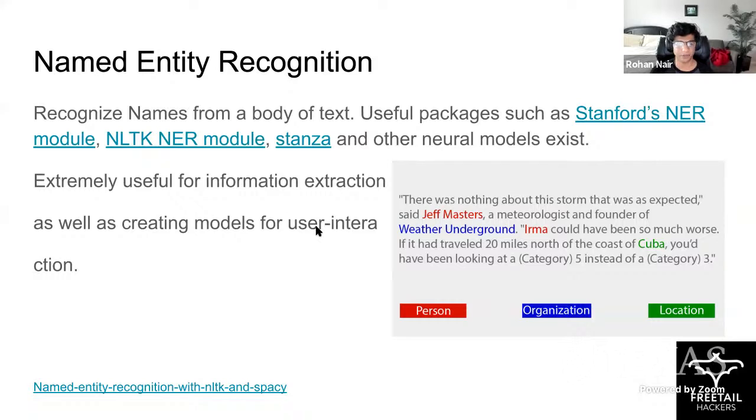I think that's PyTorch backed and also in Python. And then there's other neural modules as well to play around with NER. It's useful for information extraction as well as for creating models for user interaction. And here we see an example of the output of an NER model. You have people that are output as well as organizations and locations. So you can automatically extract data from these unstructured pieces of text, which is super cool.